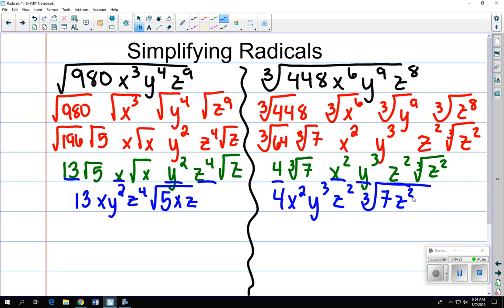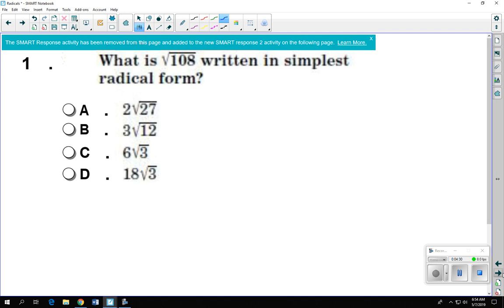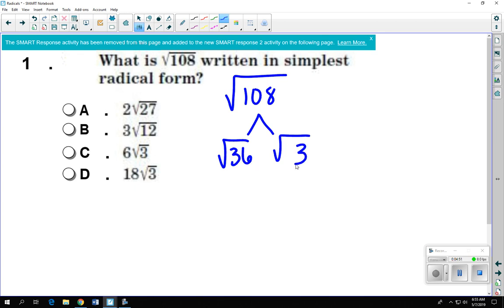I'm going to look at some old SOL examples where I see, what is the square root of 108 written in simplest form? So I start looking for my largest perfect square. So I will write the square root of 108, and I'm looking for my two terms that multiply together to give me 108, and I see 36 and 3. I simplify the square root of 36 to 6 and keep the square root of 3. Therefore, my answer choice is C.